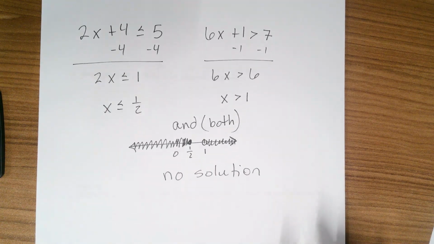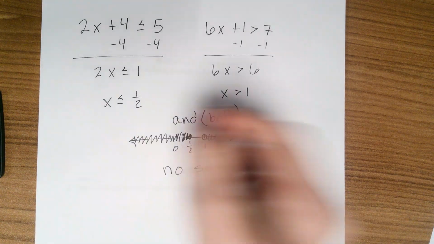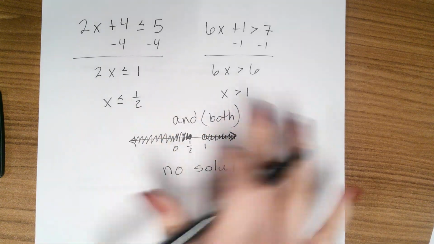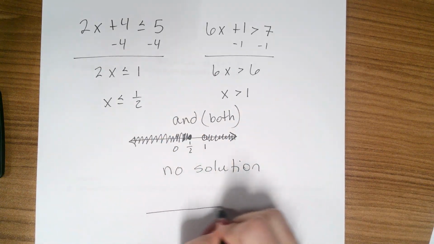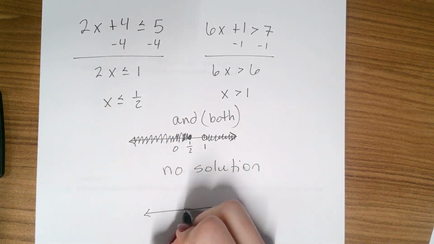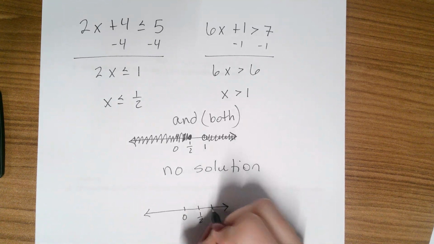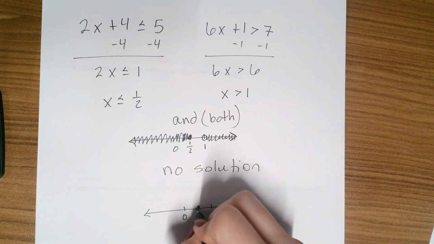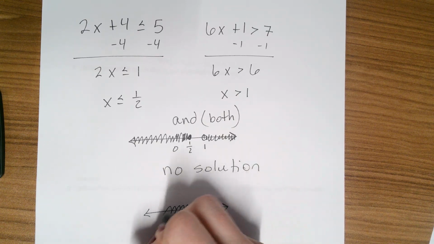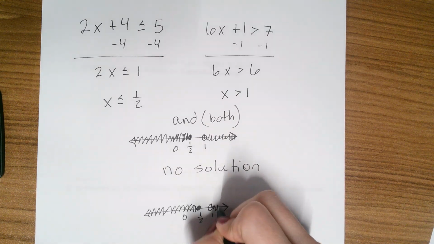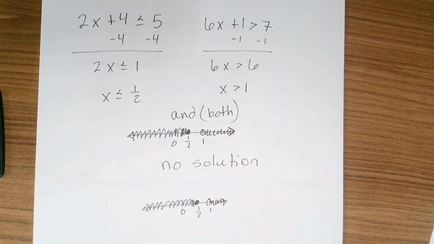Now, if this were an or problem, so we still have the same setup, we would still solve both of the inequalities, look at the solutions on a number line. So again, 0, 1/2, and 1. Open circle. There we go. Just running through that again.